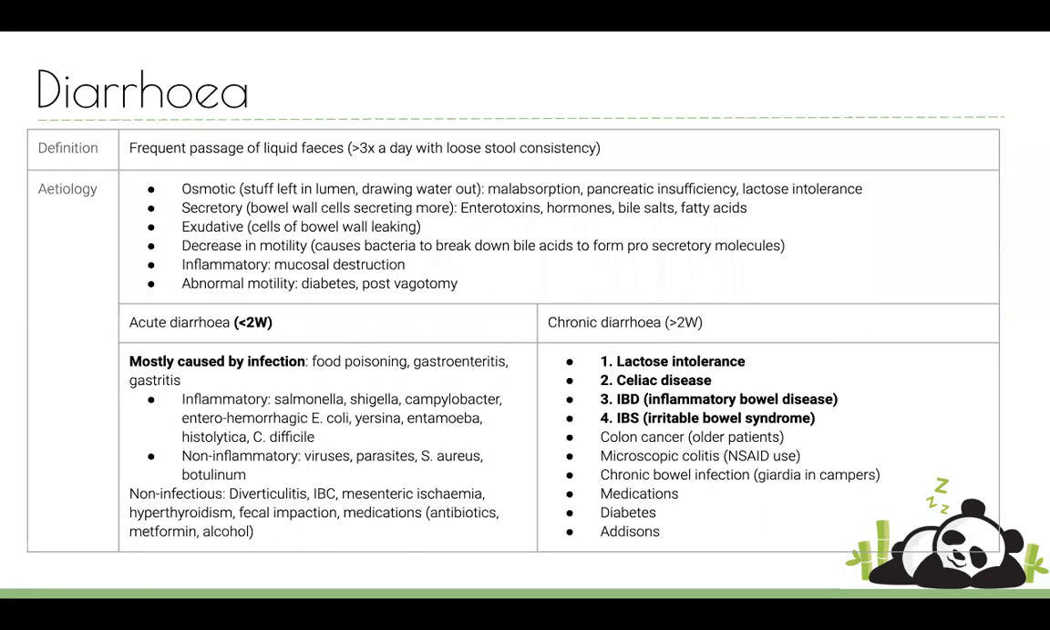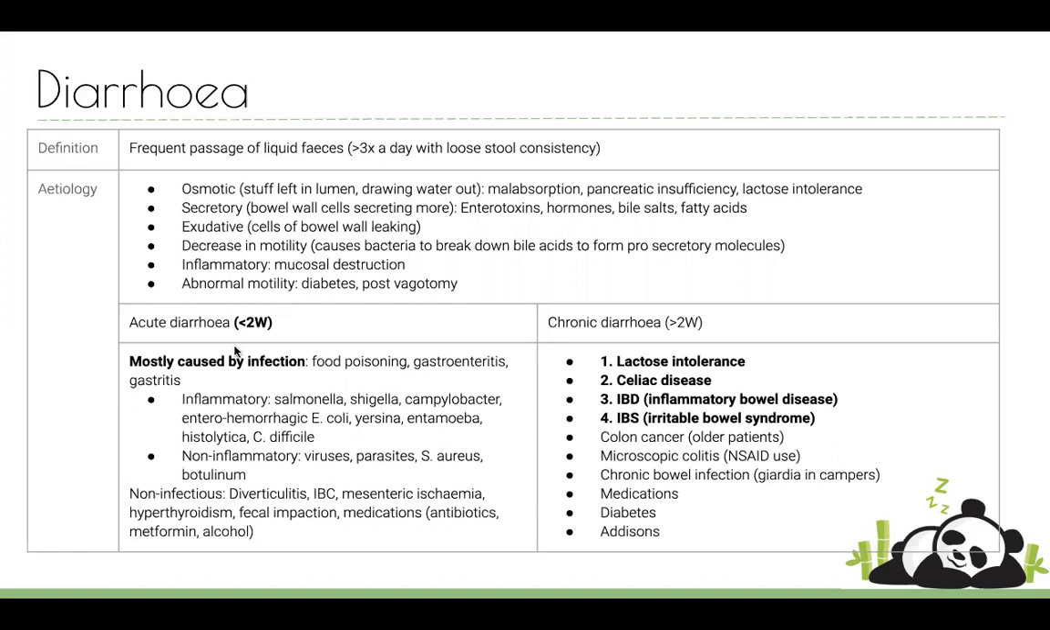Secretory is similar, but it's the bowel wall actually just secreting more stuff. Exudative is the actual cells of the bowel wall leaking. So your enterocytes are leaking their contents into the lumen rather than secreting things. And inflammatory, like all other inflammatory disorders, you get a lot of leaky cells as well.